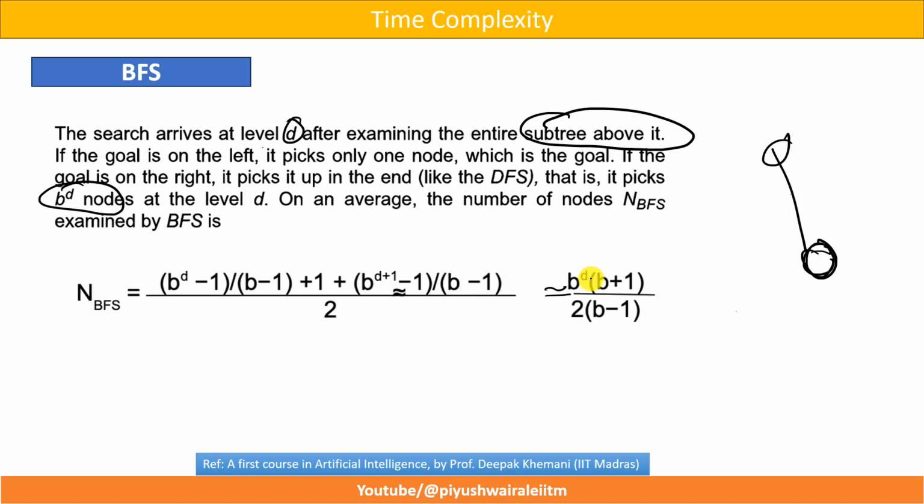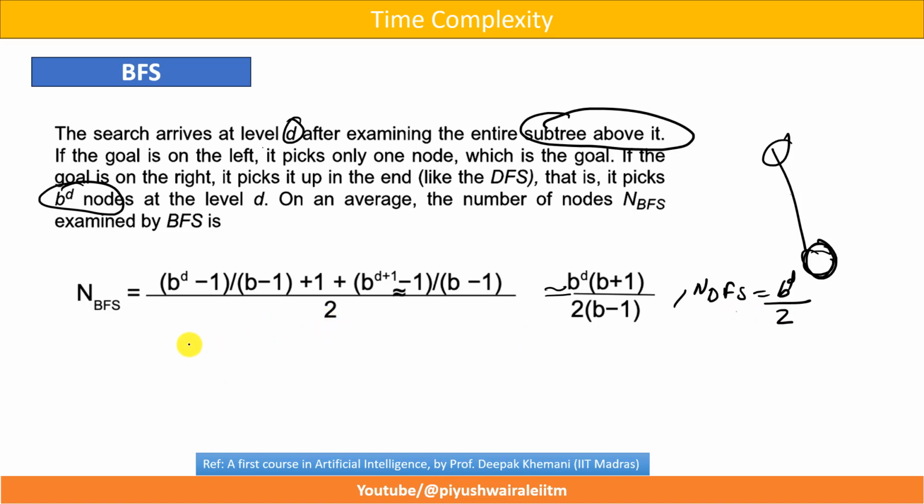So on average, the number of nodes that BFS has to go through is b to the power d, (b plus 1) divided by (b minus 1). Please remember this particular formula. And in the case of DFS, it is b to the power d by 2.